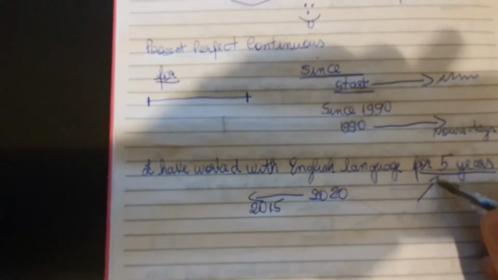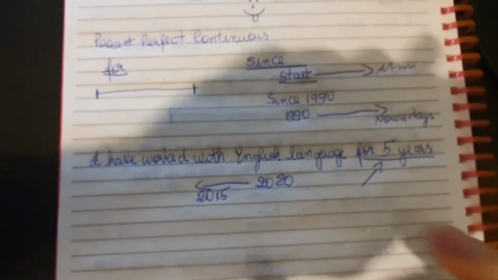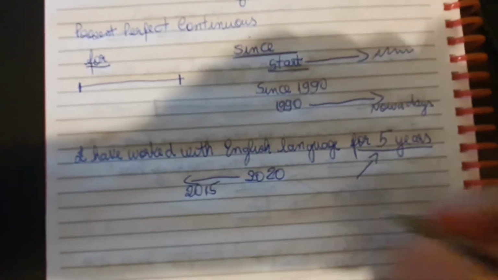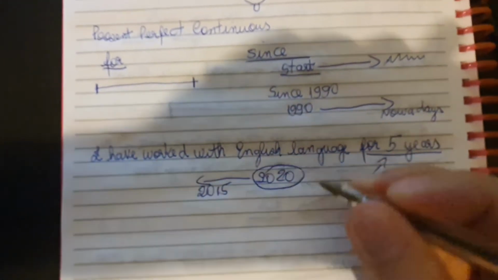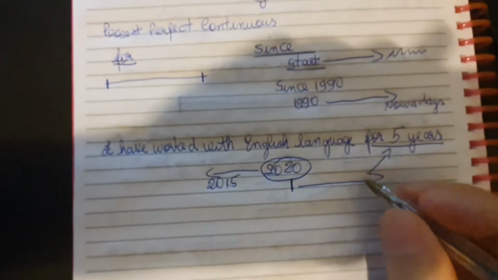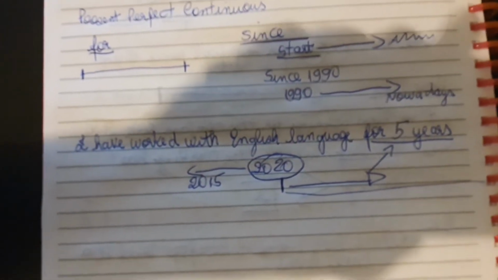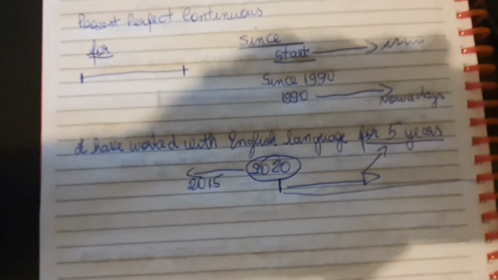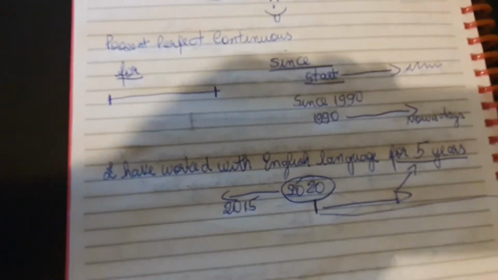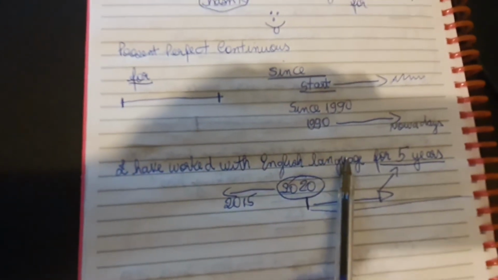Does it mean that the action ended? Not necessarily, right? I'm stipulating the beginning and the end of the action, even when the ending is now. Because I can't predict whether I will be working with English language in the future, right? It's impossible. We don't know about our future. Although you may have intended to work with English language. Okay, so that's just a way of seeing this.